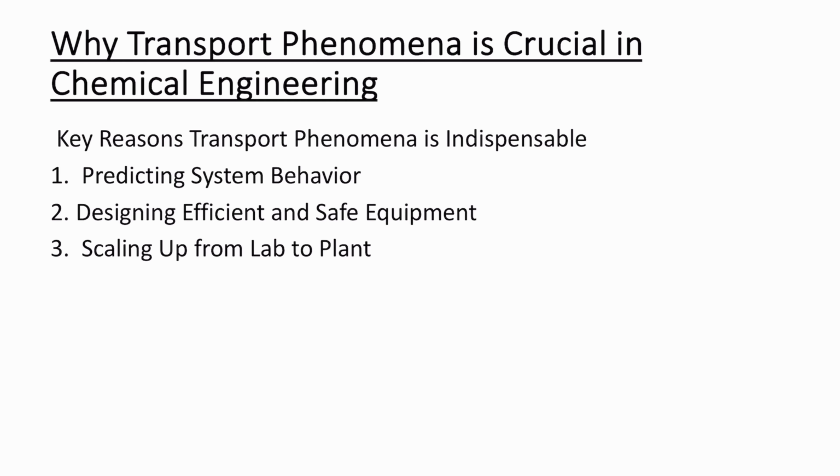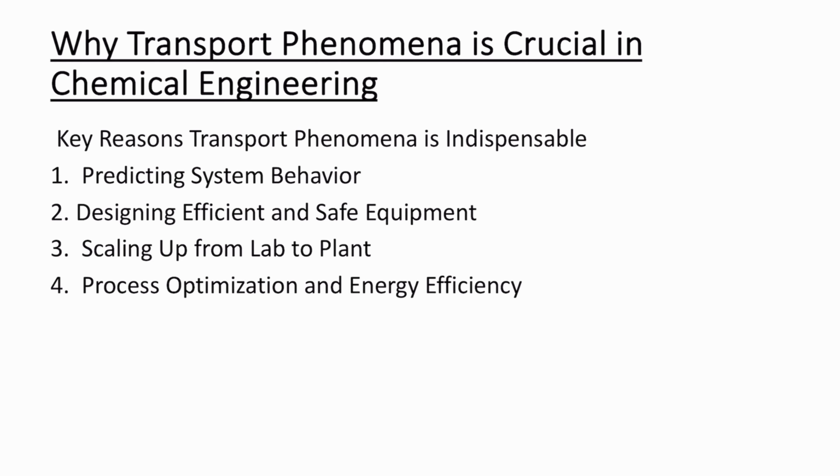Next, scaling up from the lab to the plant. Lab scale experiments often occur in well controlled conditions, but scaling up a process to industrial scale introduces challenges like non-uniform mixing, limited heat dissipation, longer diffusion paths, and also turbulent versus laminar flow transitions. Transport phenomena provides the scaling laws in dimensionless numbers such as Reynolds, Prandtl, Nusselt, Sherwood, etc., that guide how to extrapolate the lab data to full scale processes without losing performance or safety.